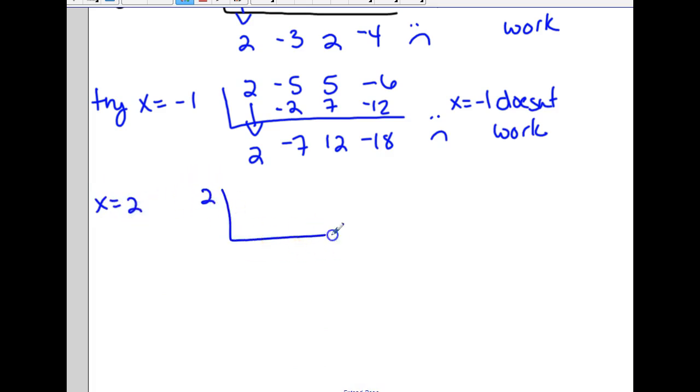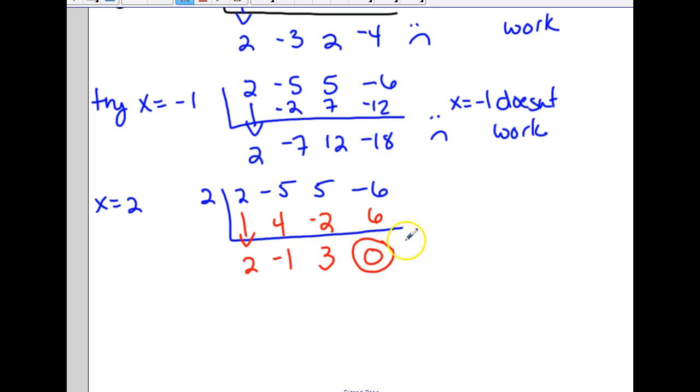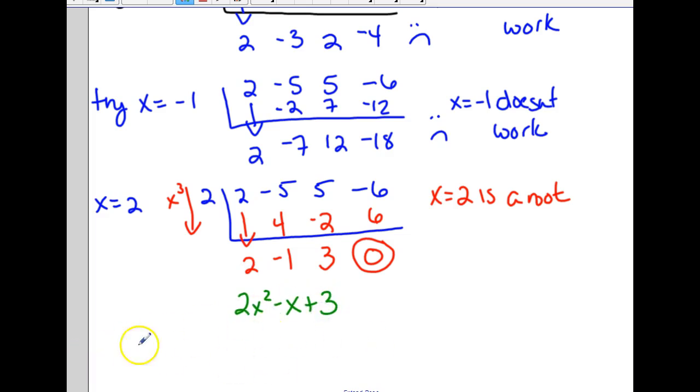So if I put in a 2, I get 2, negative 5, 5, negative 6. Let's drop it. I get a 4. I get a negative 1. I get a negative 2. I get a 3. I get a 6 with a remainder of 0. I'm really happy. So x equals 2 is a root. So this was an equation in x cubed, which means this equation is an x squared. So I get 2x squared minus x plus 3.